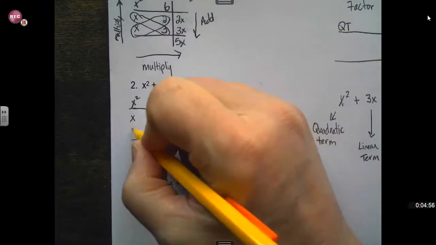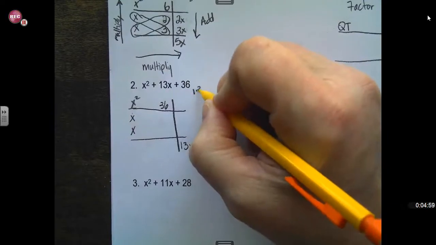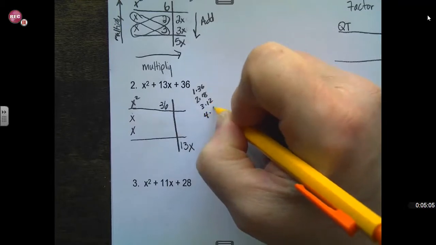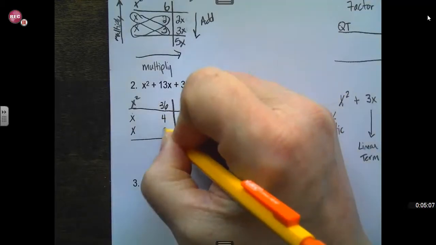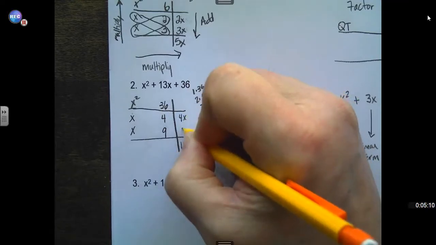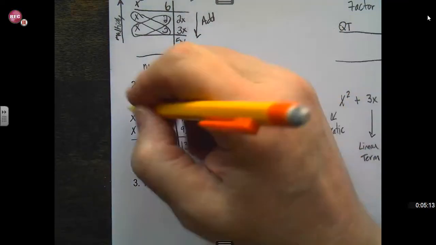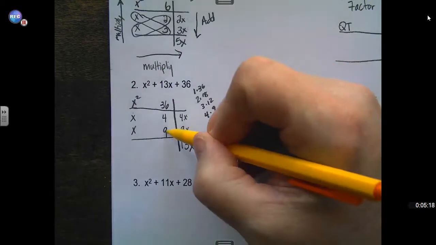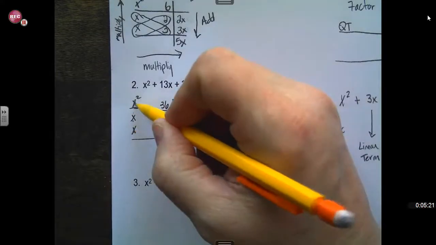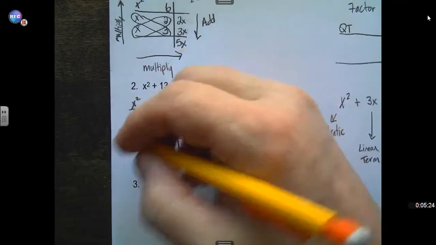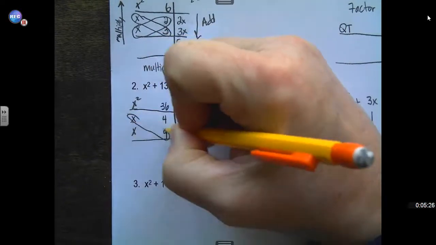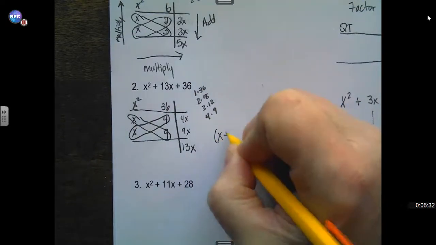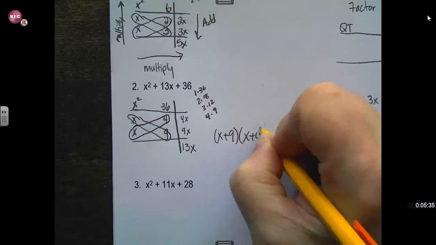So this is x and x. Let's see, 1 times 36, 2 times 18, 3 times 12, 4 times 9. There it is. 4 times 9 works. So this is 4x, this is 9x. And I check everything. 4x plus 9x is positive 13x. 9 times 4 is 36. x times x is x squared. So my answer is the quantity x plus 9 times the quantity x plus 4. Write that out like that.